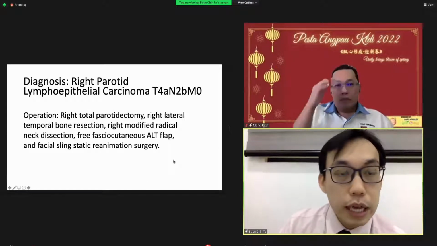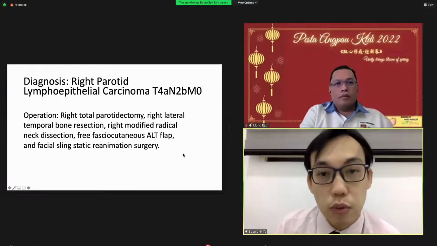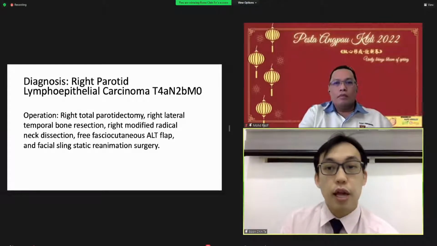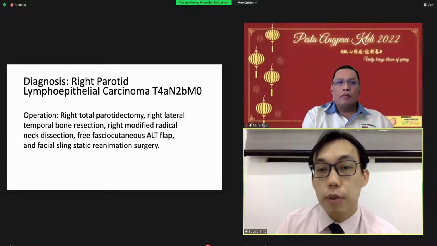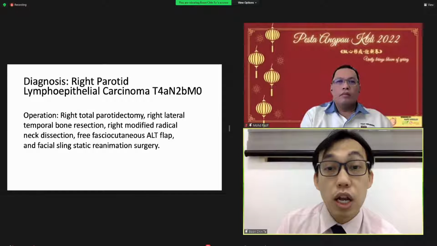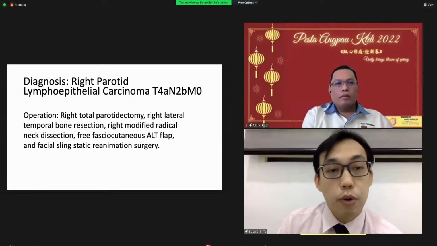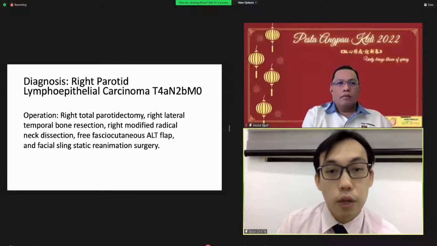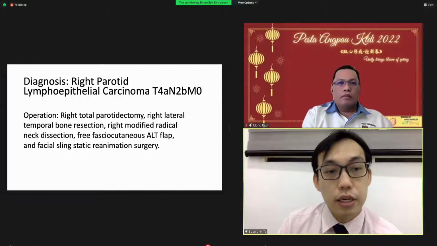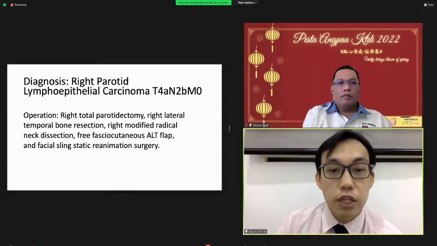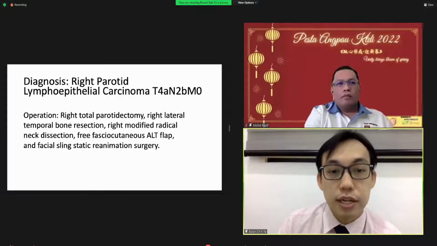So my diagnosis at this moment is the right parotid lymphoepithelial carcinoma, T4a, N2b, and M0. T4a because it involves the facial nerve, N2b because it may show multiple lymph nodes over the right ipsilateral neck. Operation proposed is right total parotidectomy, right lateral temporal bone resection, right modified radical neck dissection, free fasciocutaneous anterolateral thigh flap, and fascial sling static reanimation surgery.